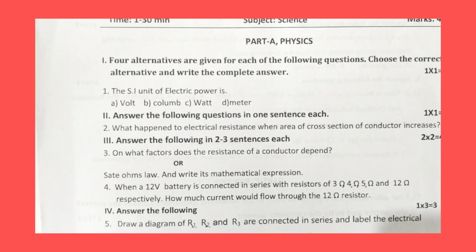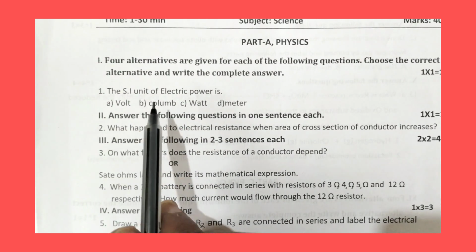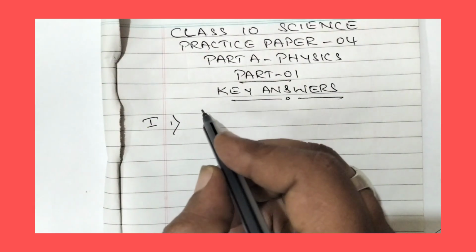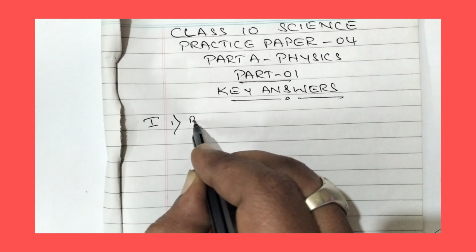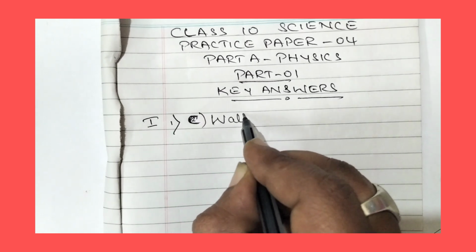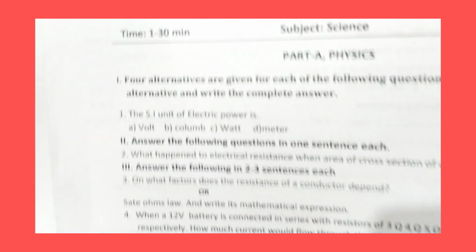The first question is: the SI unit of electric power is volt, coulomb, watt, meter. So the right answer for the first question is option C. Option C, watt, is the right answer. So now let us move to the second question.